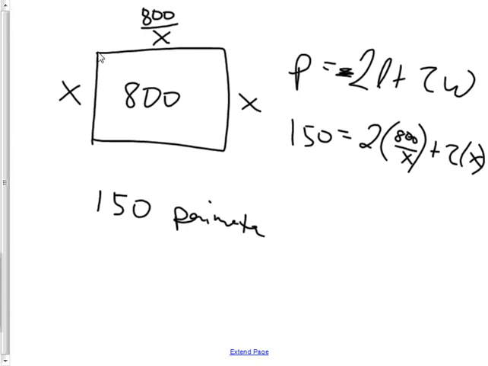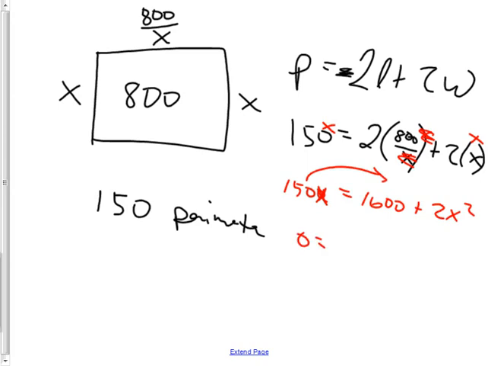Yes, multiply everything by X. Multiply by X here and here and here. Why did that fix it? Because this X and this X will cancel now. Now you don't have X's in the denominator. So it's 150X equals 2 times 800 is 1600 plus 2X times X is 2X squared. Now I just have to put this over to the other side. 0 equals 2X squared minus 150X plus 1600.